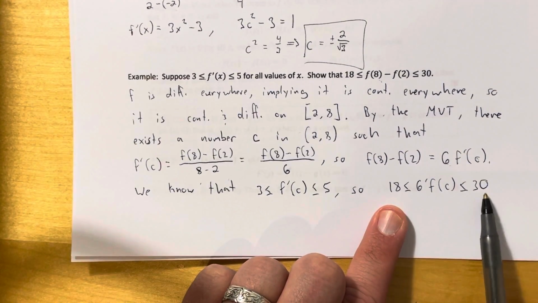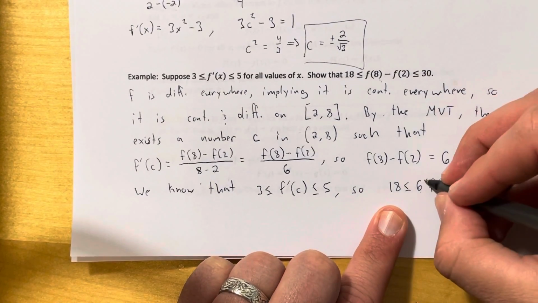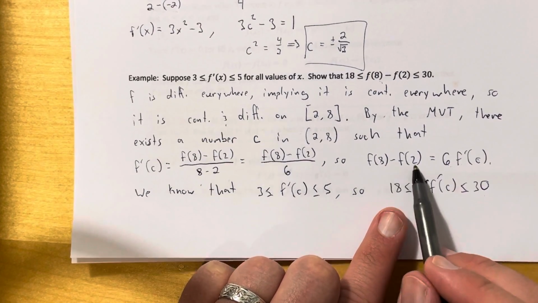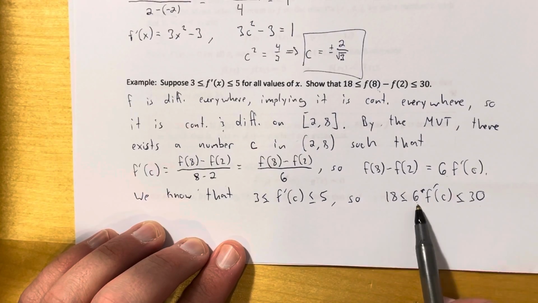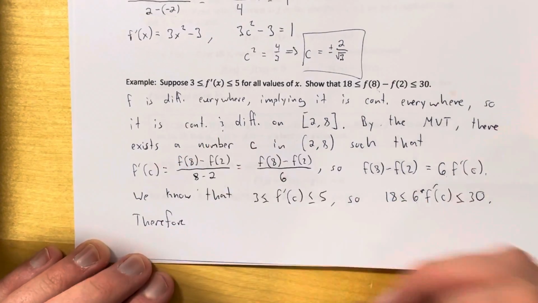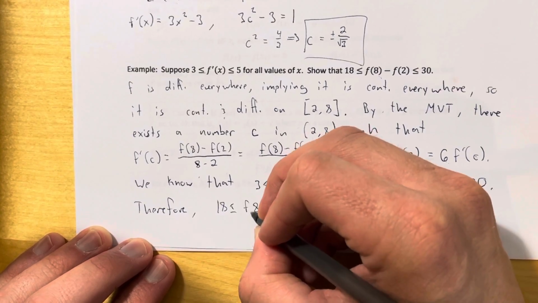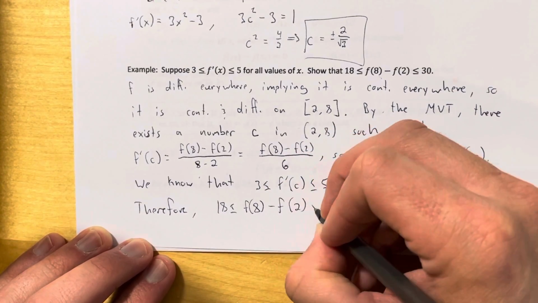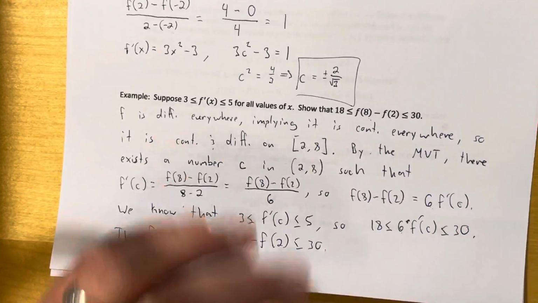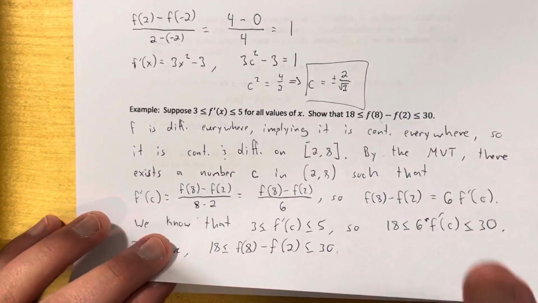Notice now I have those numbers that were appearing up here. The fact that 6 times f prime of c, which we have here, is exactly equal to f of 8 minus f of 2, means I could substitute this for this. Therefore, this must be true, which is what we were trying to show in the first place. It's an unusual problem, but we can see where the mean value theorem came into play in proving that this must be the case.